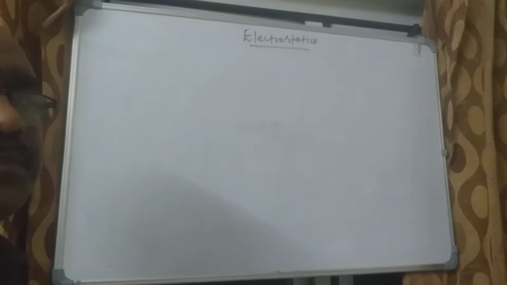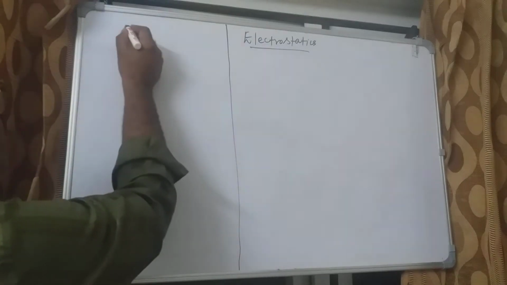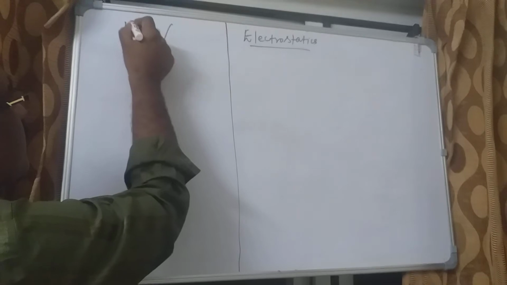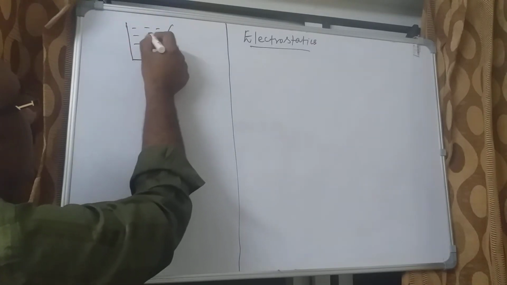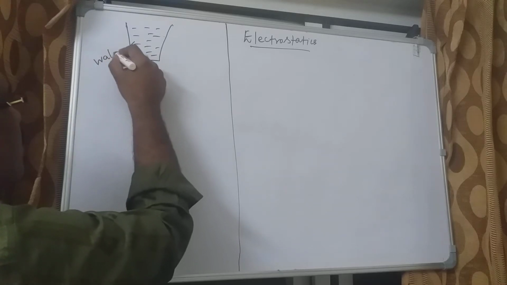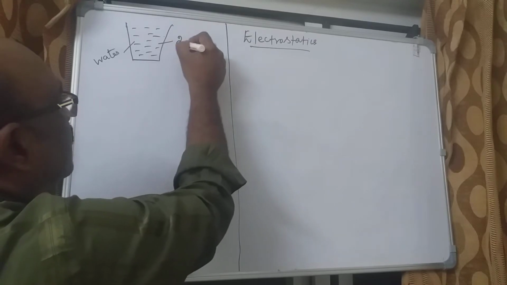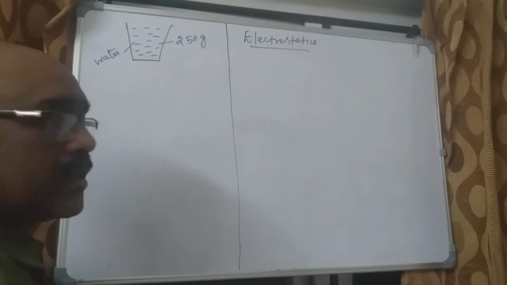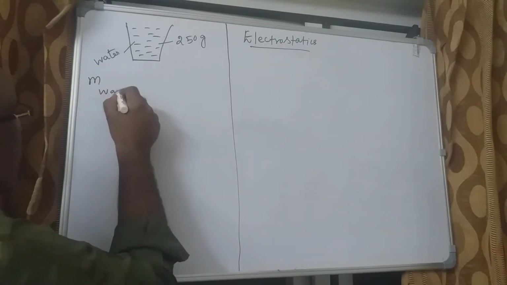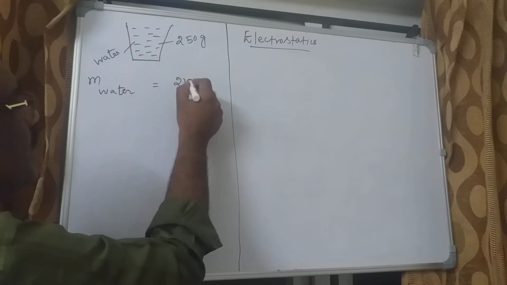My dear students, now let us take a cup of water, where in this cup water is taken. And approximately this cup of water contains some 250 grams of water. So, the mass of water here is 250 grams.